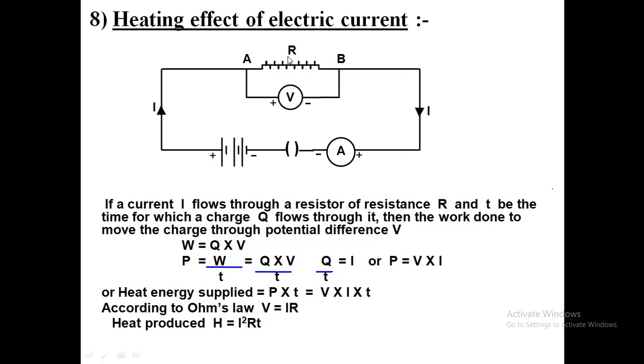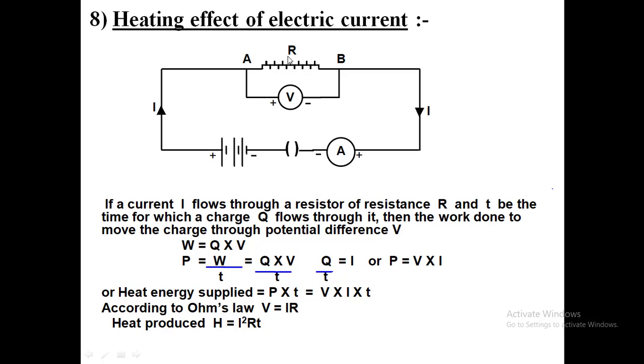So, when it tries to oppose the flow of current, some amount of work is done to oppose that resistance and make the device work. The amount of work done to resist the flow of charge will be produced in the form of heat.